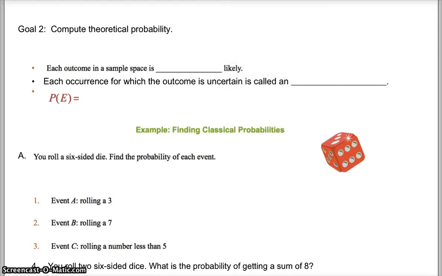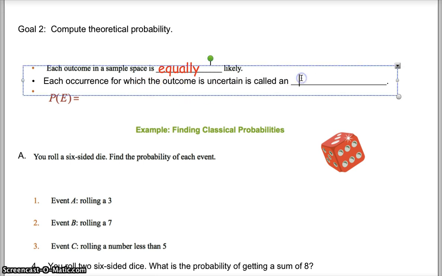In Goal 2 of our study of probability, we're now going to talk about how to compute theoretical probability. With theoretical probability, each outcome in a sample space is equally likely to occur. For example, when you're rolling a die, there are 6 sides and it's equally as likely to roll a 1 as it is to roll a 6. Or when you're flipping a coin, you are equally as likely to flip a heads as you are a tails. Each occurrence for which the outcome is uncertain is called an experiment.